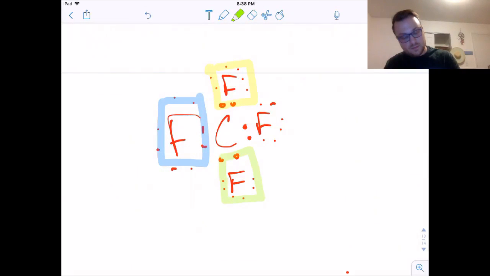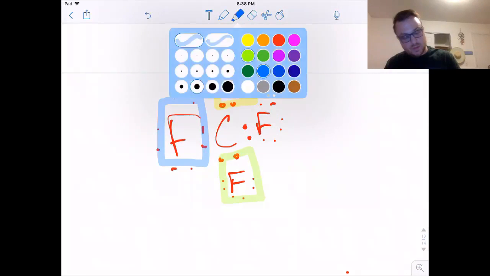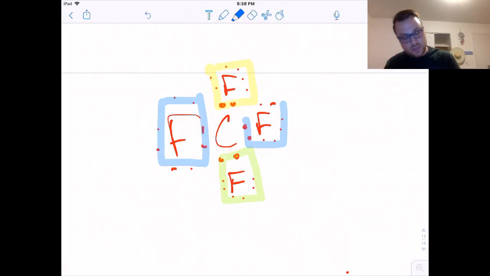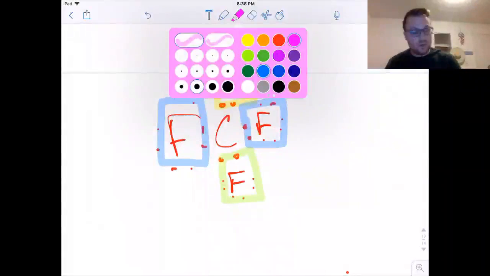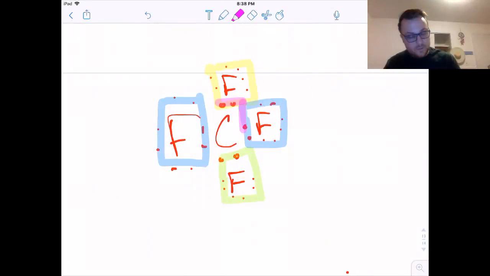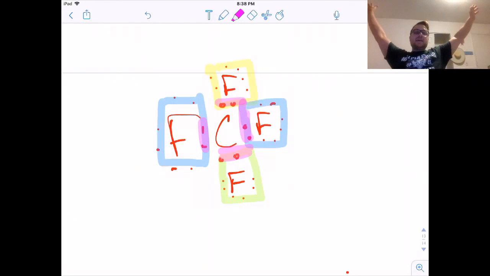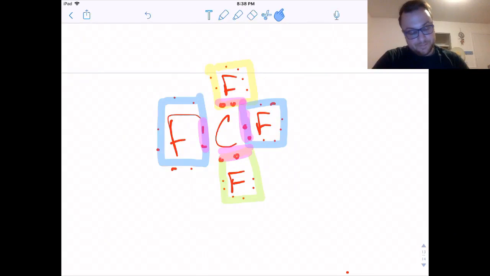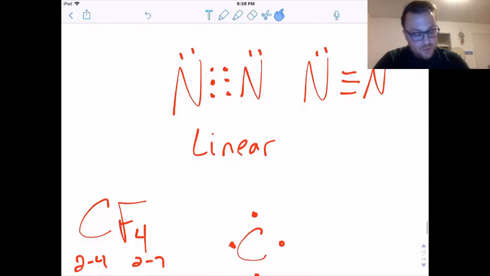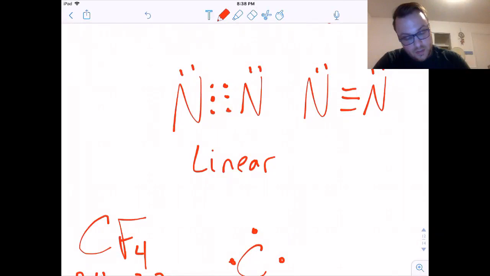We're happy. And the same is true for all of these. So if you check all of them, 2, 4, 6, 8, and then the carbon has these 8 right here.